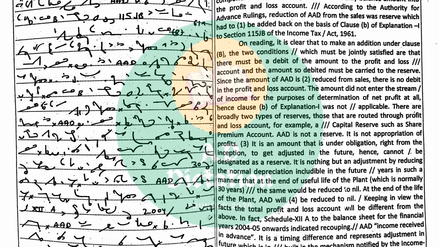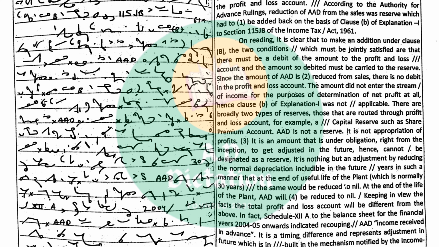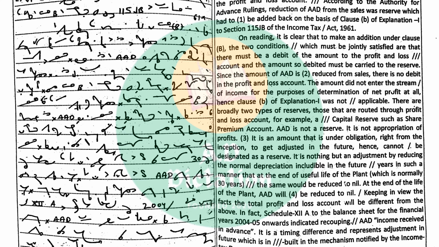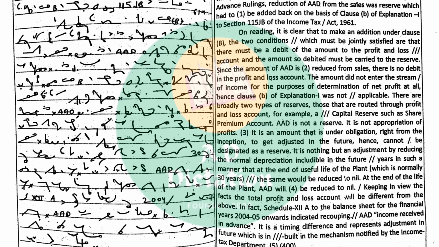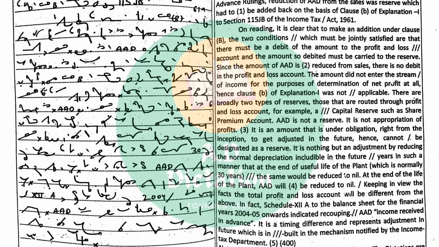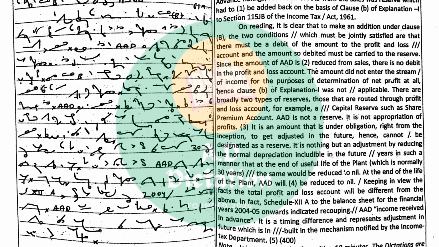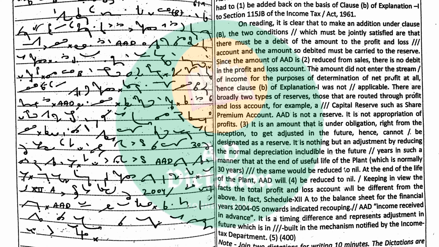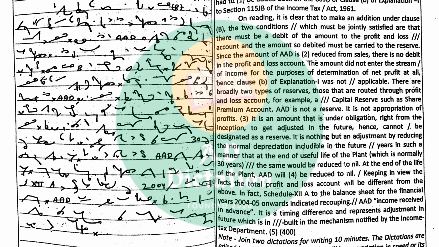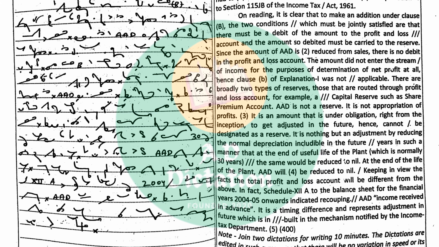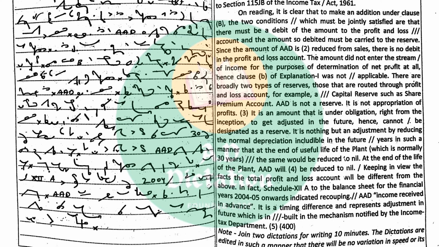There are broadly two types of reserves, such as those routed through the profit and loss account, and a capital reserve such as the share premium account. AAD is not a reserve. It is not an appropriation of profits. It is an amount that is under obligation right from the inception to get adjusted in the future, hence it cannot be designated as a reserve.